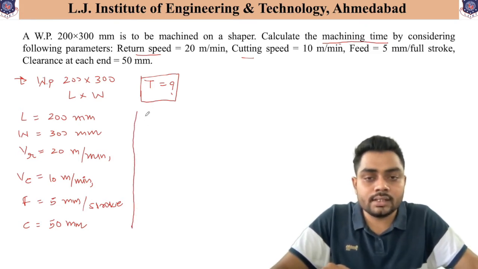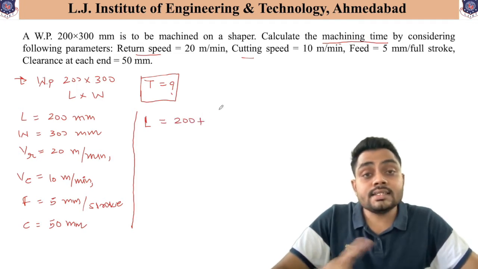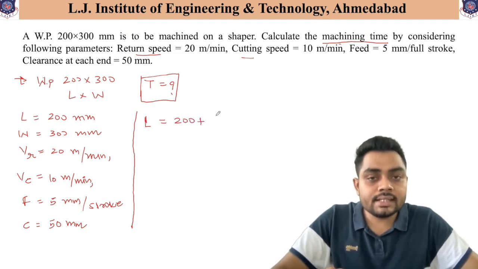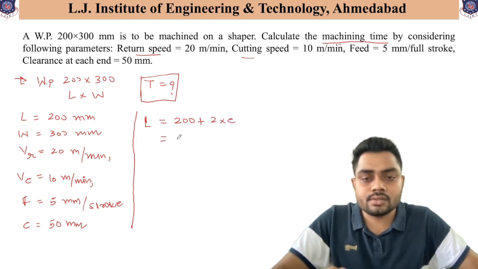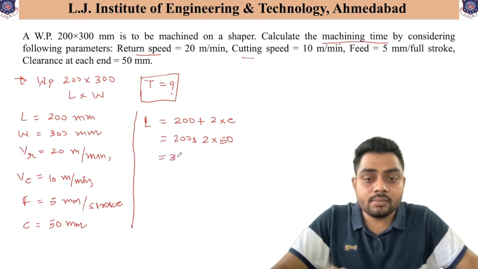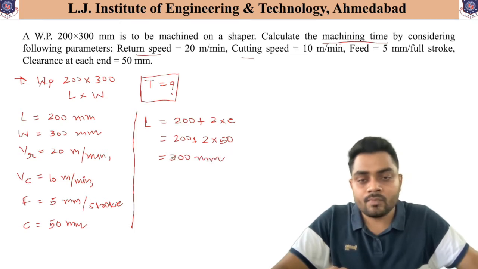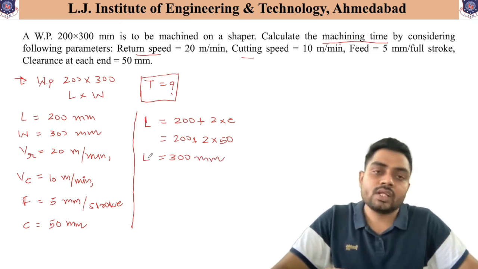So the total length of travel will be what? Total length of travel will be the length of the workpiece, that is 200, plus the clearance given on each side. At each end the clearance is given, that means we need to add the clearance also, that means 200 plus 2 into the given clearance 50. So now the total length traveled by the tool during machining is 300 mm. So that is the first data required.